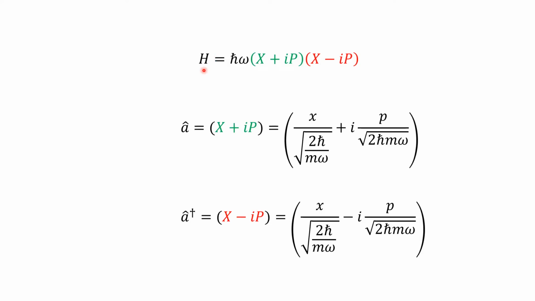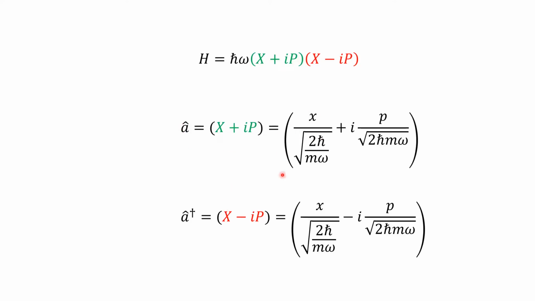So we got the Hamiltonian, which is equal to h cross omega times (capital X plus iP)(capital X minus iP). The parameter I have shown in the red color band, that is capital X plus i capital P, is taken as operator A. This is called the annihilation operator.